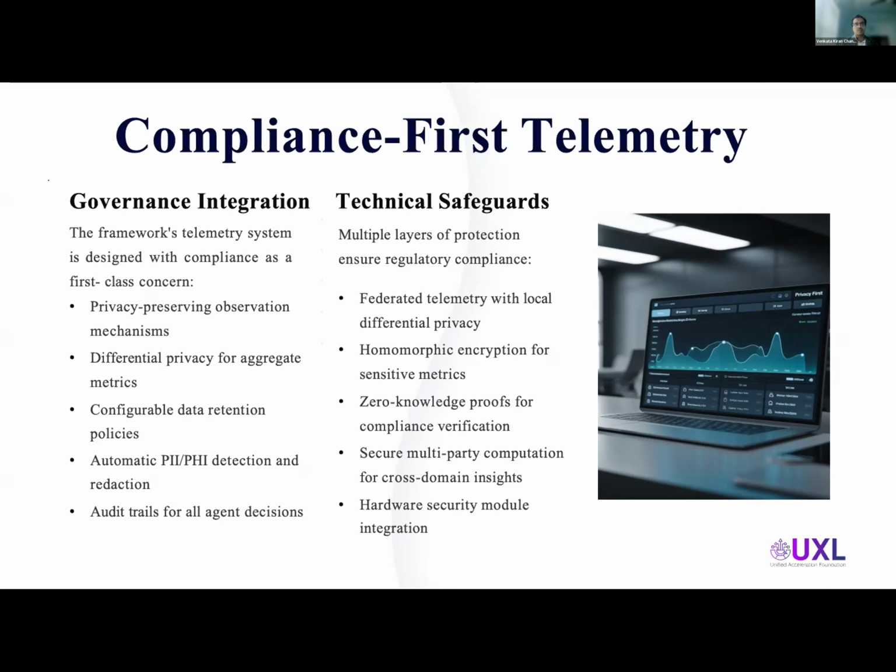On the technical safeguard side, homomorphic encryption is used for sensitive metrics and secure multi-party computation for cross-domain insights, and hardware security modules are integrated directly into the agent's decision flow. This makes the system not only adaptive, but also trustworthy, a critical requirement in healthcare, finance, and other regulated industries.